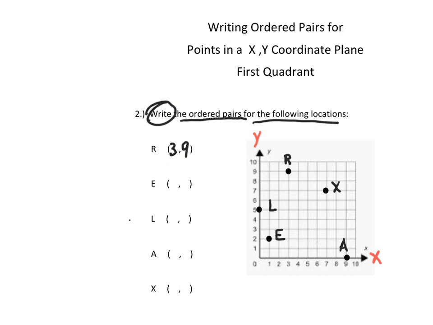Let's go to the next one. The next point that we're looking for is point E. Let's find point E. Point E is over here. So if I drop straight down, I'm at 1 on the x-axis. And if we go to the left, we're at 2 on the y-axis. So point E is at 1, 2.